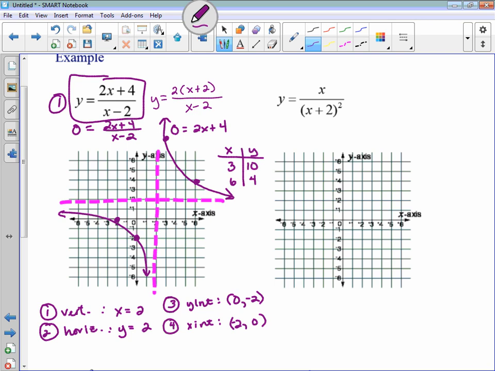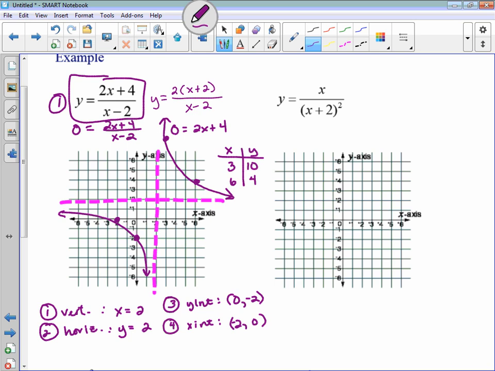Most of the time, yes. When you get a slant asymptote, things get a little different. Okay, guys, do you see how I clearly drew the asymptotes? Points are easy to see. It's a nice, neat graph. That's what I'm looking for on your project.